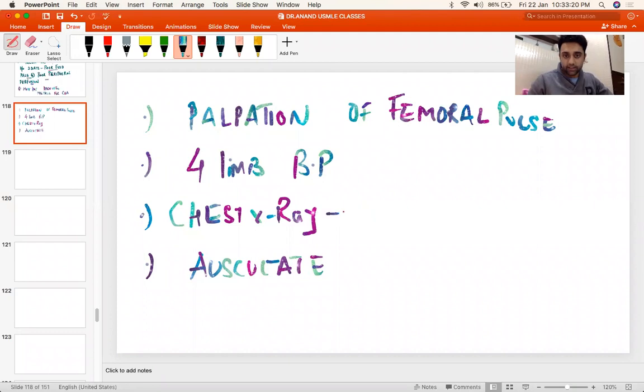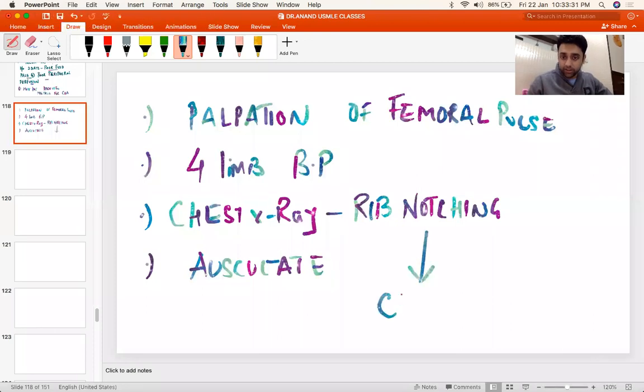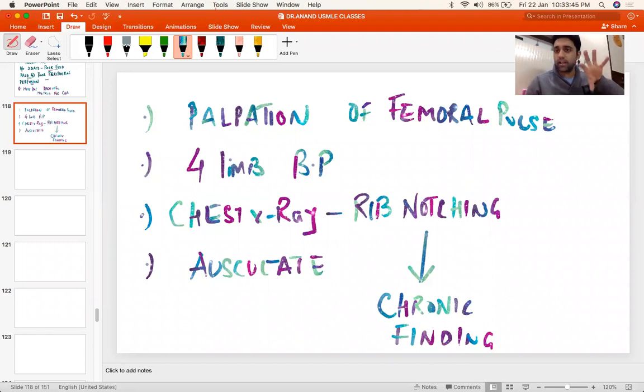Okay, chest x-ray. What do you see on chest x-ray? Do you see rib notching? Yes or no? But rib notching on chest x-ray will be a chronic finding. It will not be the diagnostic method of choice. All these points are somewhere connected to coarctation of aorta, but I'm asking regarding the diagnostic method of choice. So chest x-ray is not the option, because I agree you see rib notching, but that's a chronic finding.